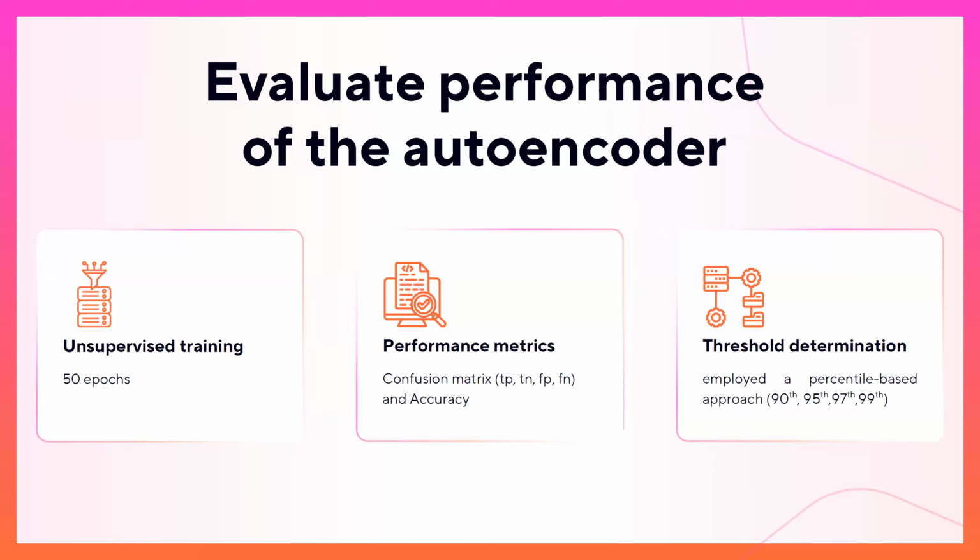So we took it and trained it for 50 epochs on normal network traffic. To evaluate the result, the performance metrics used were the confusion matrix: true positive, true negative, false positive, false negative, and of course the accuracy, since it's a binary classification problem. To determine potential anomalies, we employed a threshold-based approach where reconstruction errors were compared against predefined percentile thresholds, the 90th, 95th, 97th, and 99th percentiles, which were calculated during the training phase. If the reconstruction error of a network connection exceeded the chosen threshold, it was classified as an anomaly.